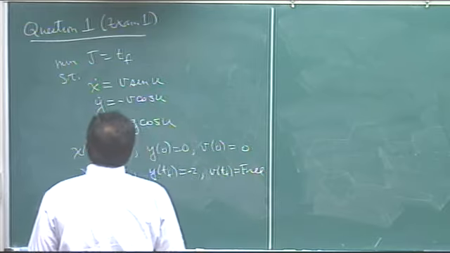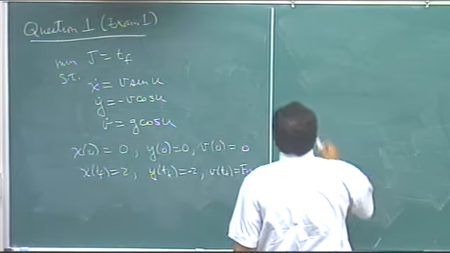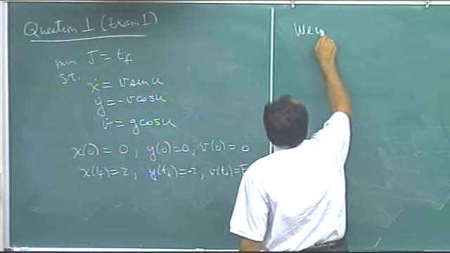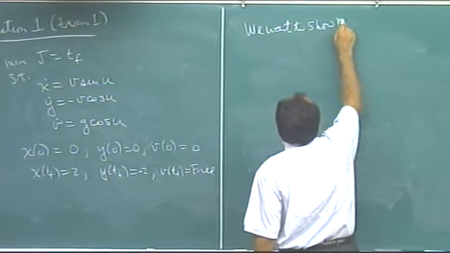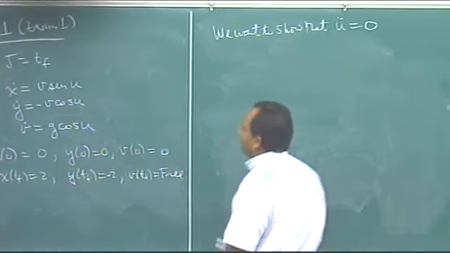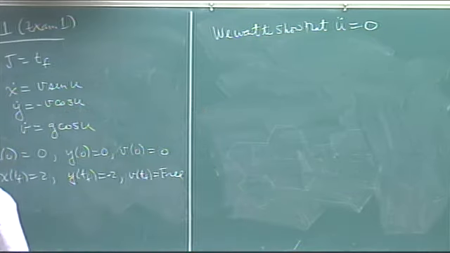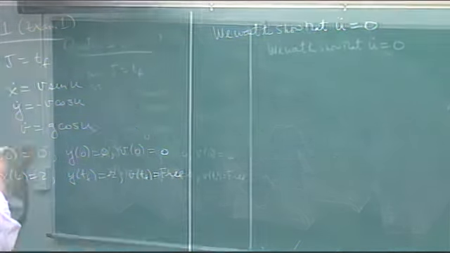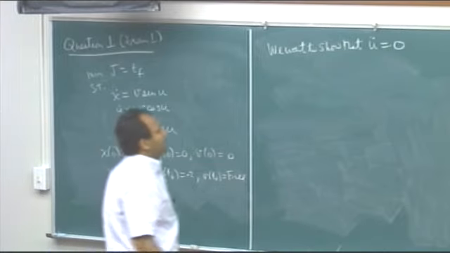Now, if you remember this problem, one of the things I asked you to do was to show that u double dot is equal to 0. The way you show that is by forming the Hamiltonian for this system, then getting the condition for the optimal control, and then differentiating that condition for the optimal control twice. So I'll start this process off.